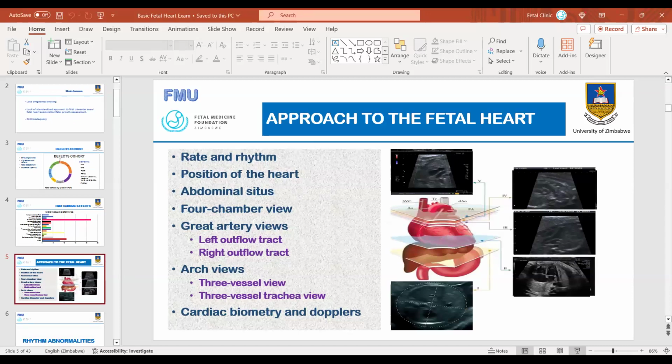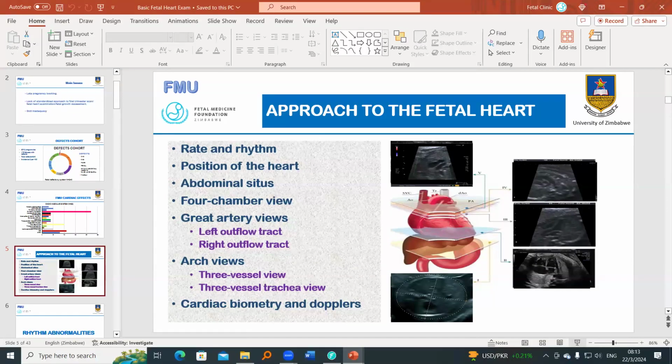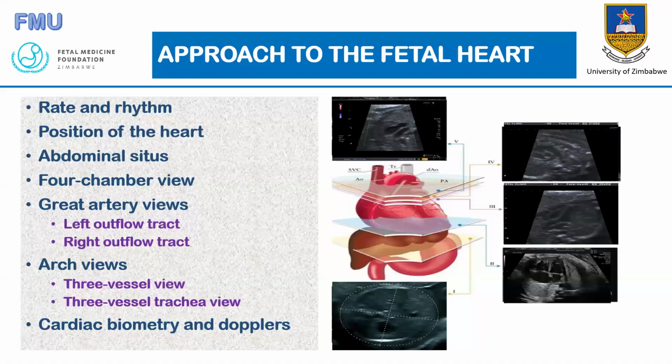So the approach to the fetal heart examination is as shown here. The first thing is that you should identify the rate and the rhythm. I think this is the first thing that we recommend everyone should do before they even start scanning the patient. I'll come to the rhythm in terms of what we mean by rhythm. The next thing is identify the position of the heart. Is it normally positioned in the thorax?